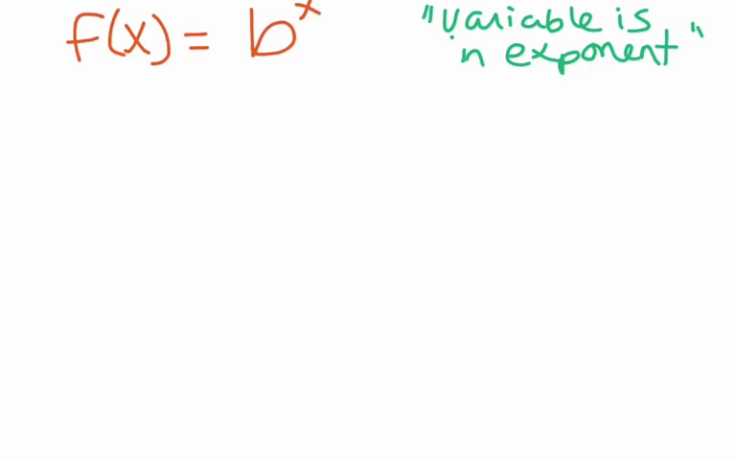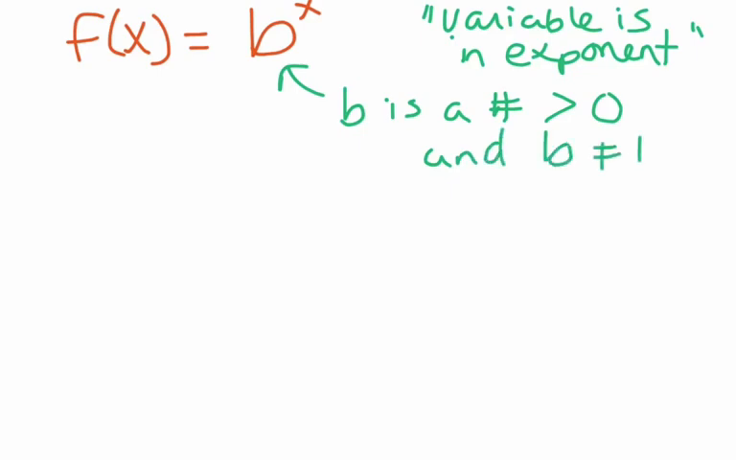For a square root, you're looking for the x underneath the square root. Well, for an exponential, you're looking for the x in the exponent. And then this right here that I have labeled as a b, b is a number greater than 0. And b cannot be equal to 1, because if it's equal to 1, 1 to any power is just 1, and so you'd end up with a horizontal line. So you don't want b to be equal to 1. So that's your key feature, that the variable is in the exponent.